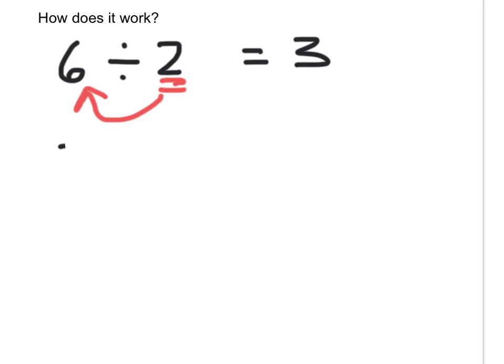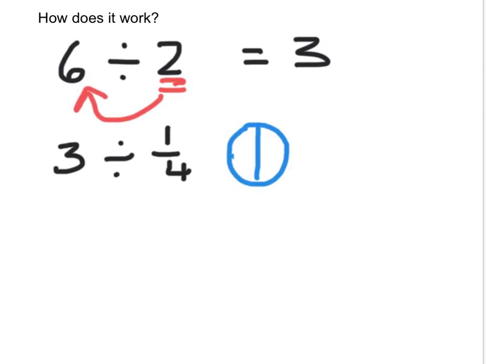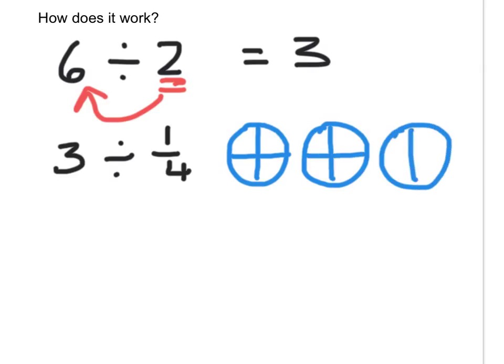So for example, if you have 3 divided by a quarter, what that's asking is, how many quarters make up 3 whole units? And if you think about it like this, I always think about it in terms of pizzas. So if you have one pizza divided into quarters, you have 2 pizzas divided into quarters, and a third one.